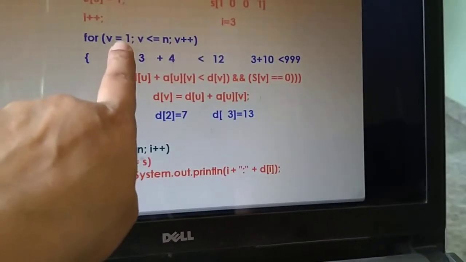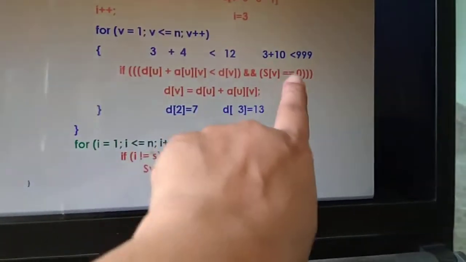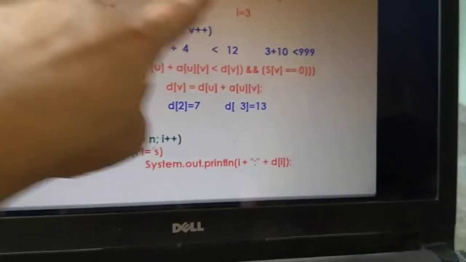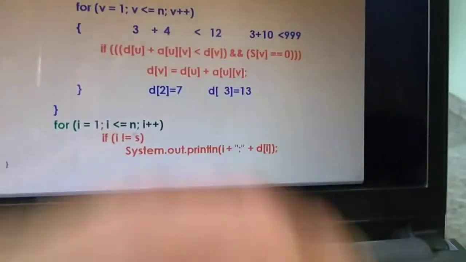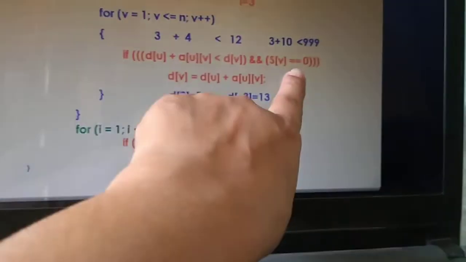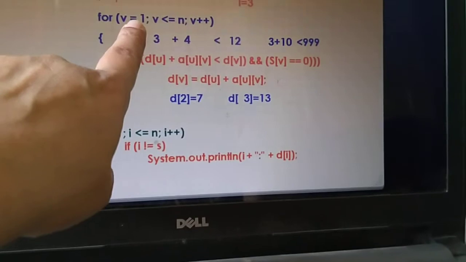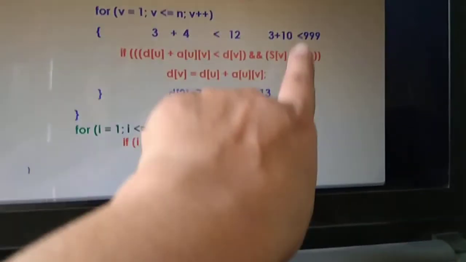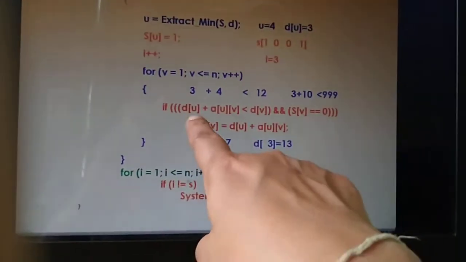Now I'll take V equal to 2. Is it visited or unvisited? It is unvisited. So only the first vertex and fourth vertex are visited. The second vertex and the third vertex are unvisited vertices. So when V is equal to 1, this will become false. Therefore again I will increment the value of V. Now V is 2. So this is true because it is an unvisited vertex. So next I will check this condition.